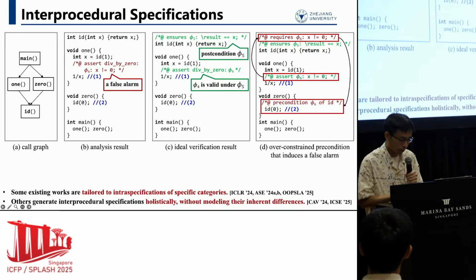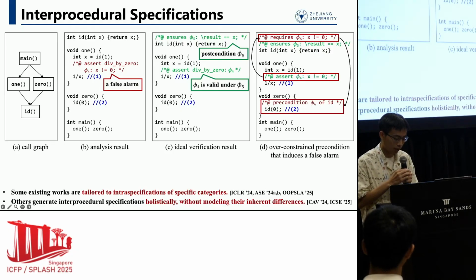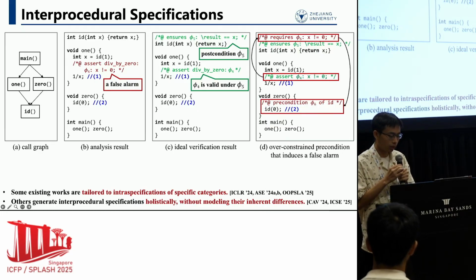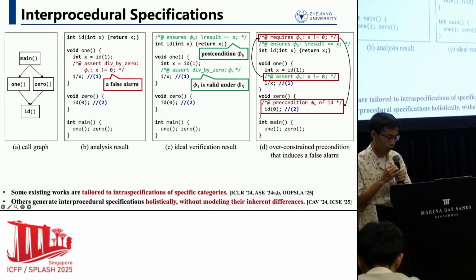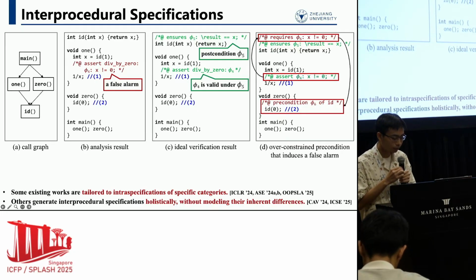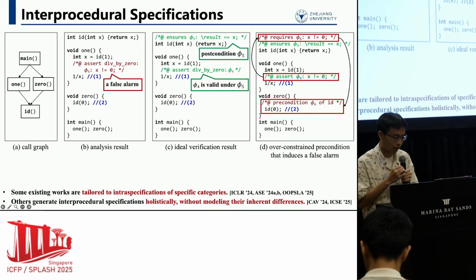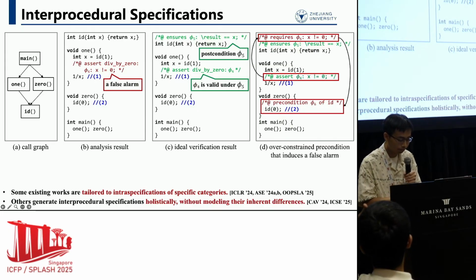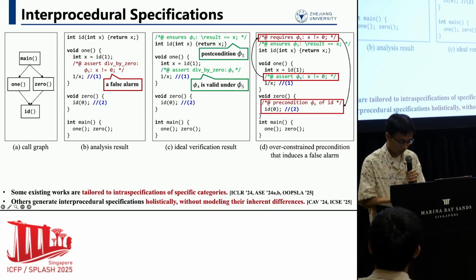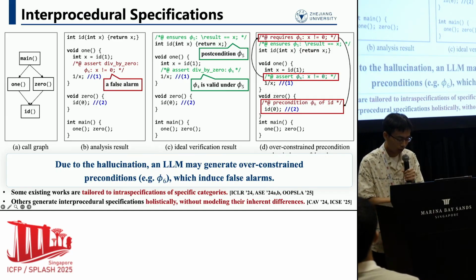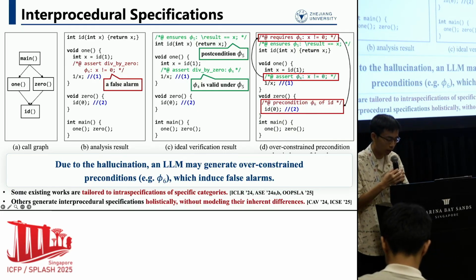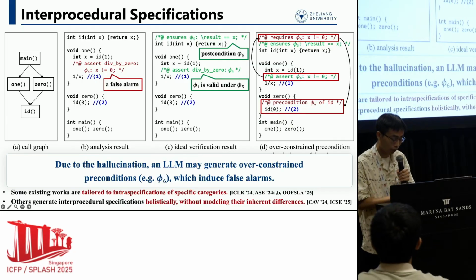This is a typical over-constraint precondition, since function ID can accept any integer. Remember that the preconditions act as guard assertions and are checked at all call sites. This over-constraint precondition induces a new false alarm in function 0 at line 2, because 0 is passed as input into function ID and thus violates 5.6. This demonstrates how LLM hallucinations can introduce over-constraint preconditions and induce new false alarms.